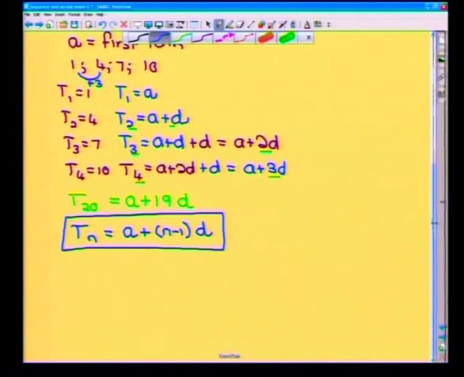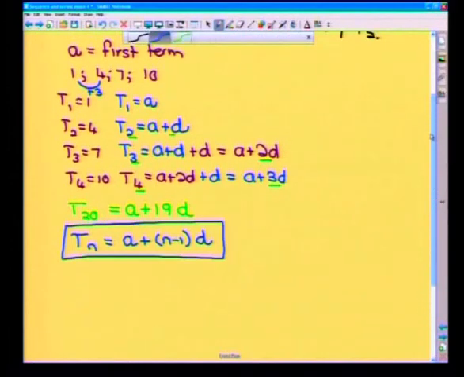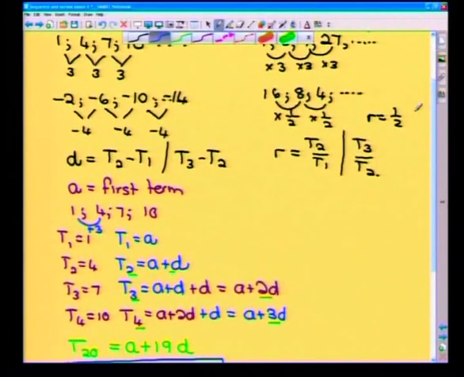Right, let's go back up now to the geometric and let's see how that looks. If I go to the geometric, I just want to get some space here.